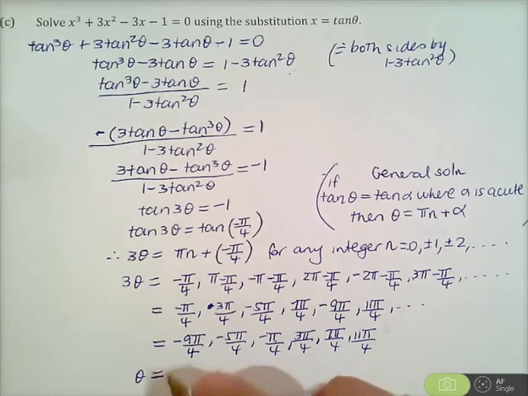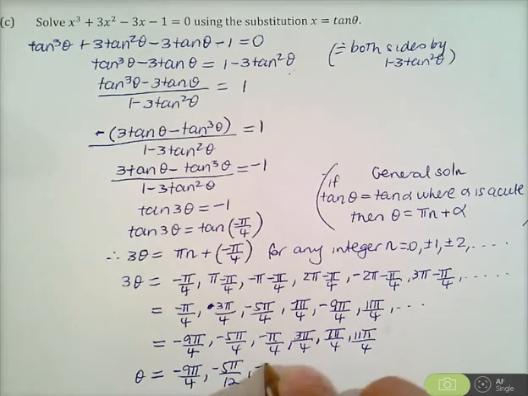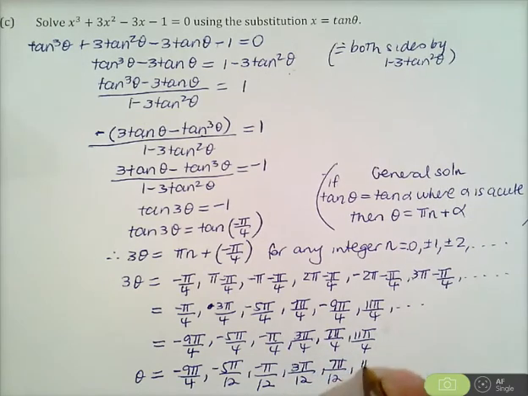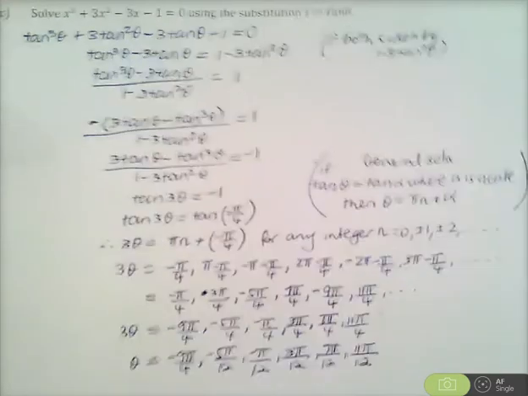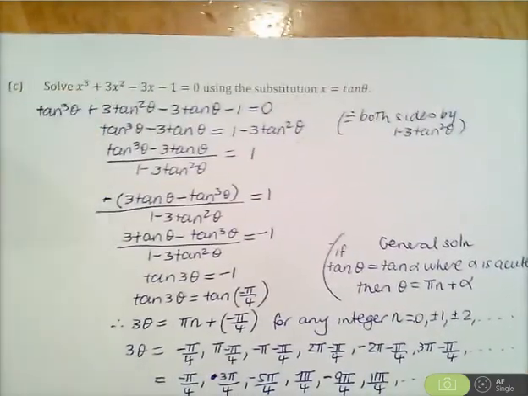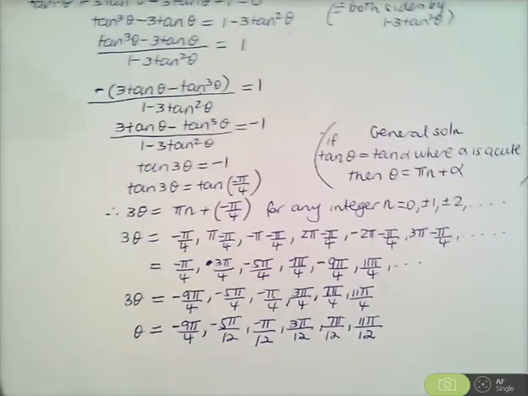So therefore, theta, dividing through by 3, we get minus 9 pi on 4, I'll just fix that in a minute, minus 5 pi on 12, minus pi on 12, 3 pi on 12, which is a quarter pi. We've got 7 pi on 12, 11 pi on 12, because we're dividing each of these by 3. Now we're looking only for 3 solutions because we've got a cubic equation. So some of these are actually repeats of each other.